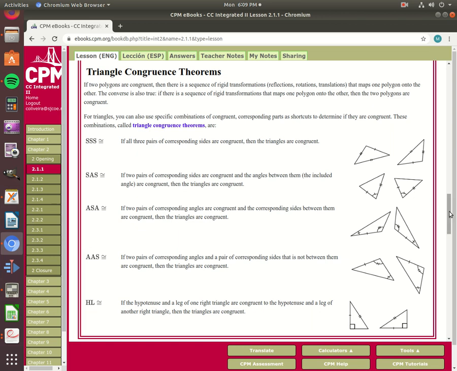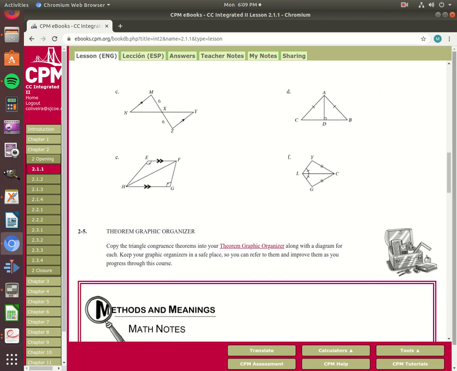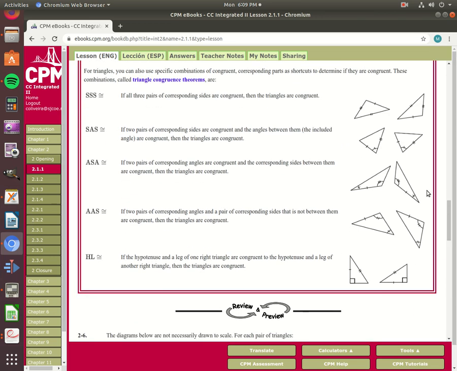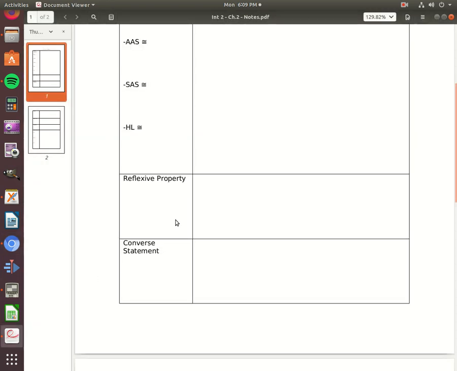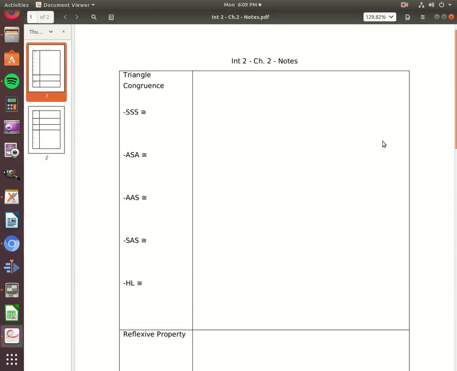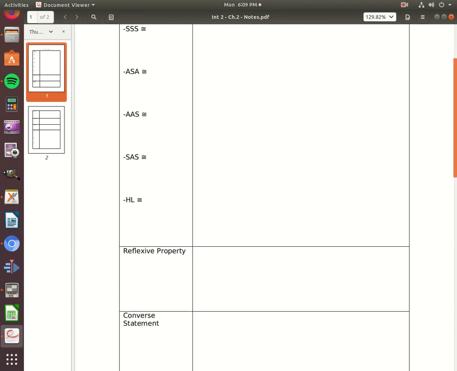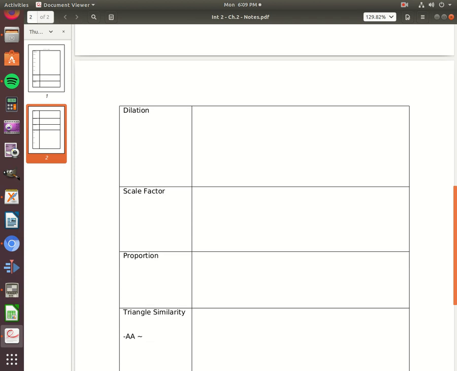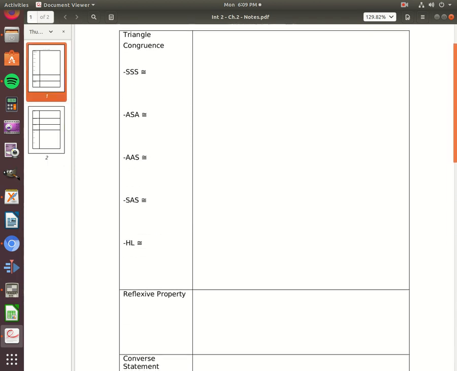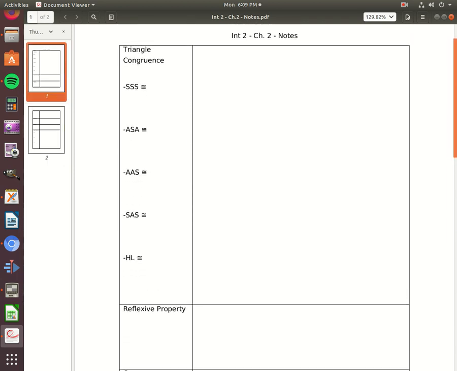Just to finish the chapter off, there is a theorem graphic organizer, but I would strongly encourage you to have these 5 down for sure for your notes. And I would also strongly encourage you to have this filled in, and make sure you know what the reflexive property is. And again, don't forget that stuff that we talked about from chapter 1. That's going to be important as well.